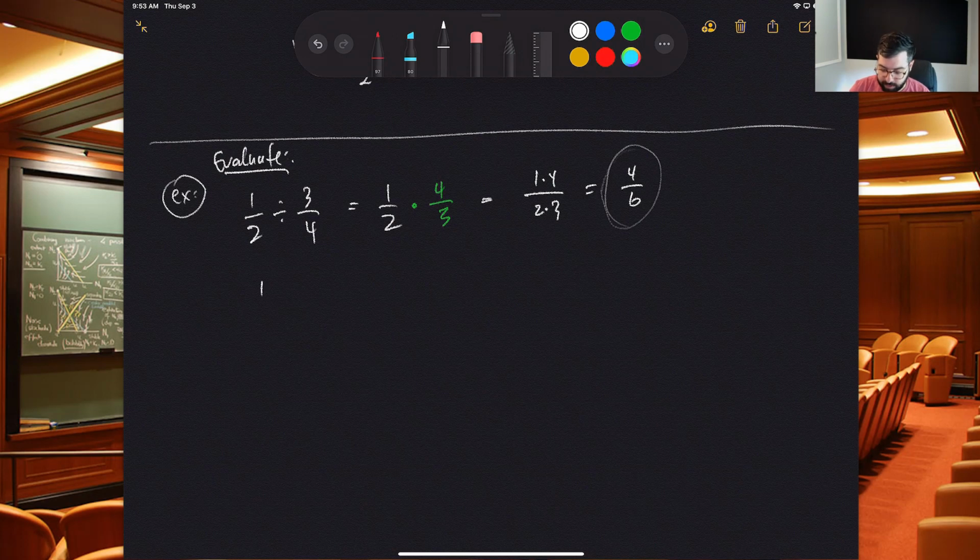And another way you might see this, and it might seem intimidating, but remember it's just notation, 1/2 over 3/4, right? Isn't division the same as the fraction sign? It is. So this is really the same as 1/2 times 4/3. It's the same problem. It just looks different. And so this is also 4/6. Okay. So this is how we divide fractions.